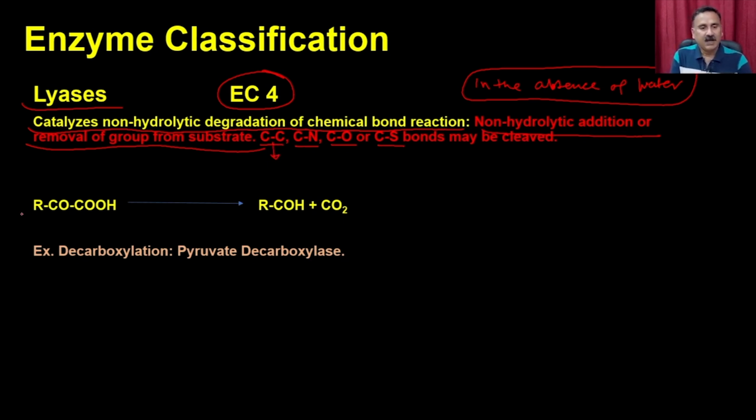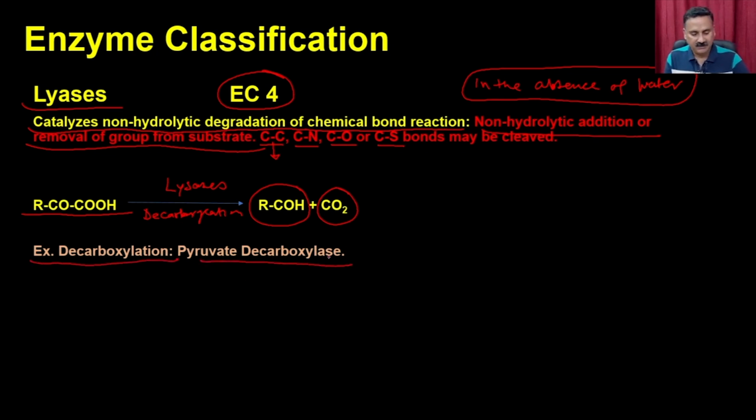For example, RCOCOH is the substrate. When it gets the lyase, carbon dioxide is removed, and it forms RCOH. So, this is a decarboxylation reaction, which removes carbon dioxide. A classical example is the decarboxylation reaction catalyzed by pyruvate decarboxylase.